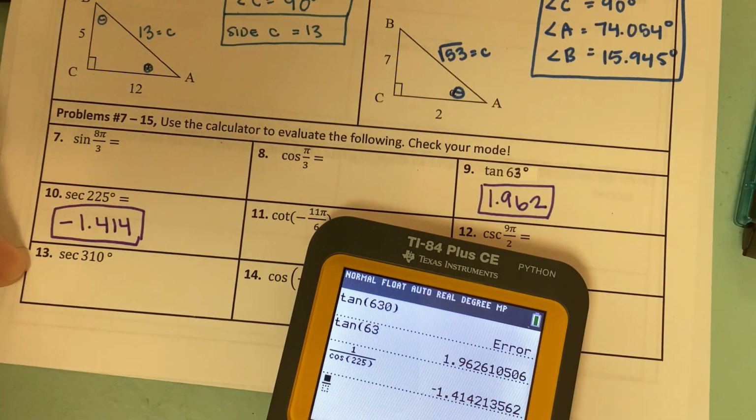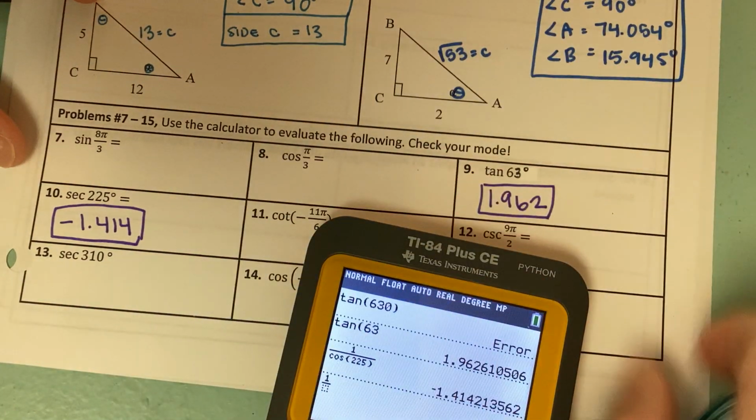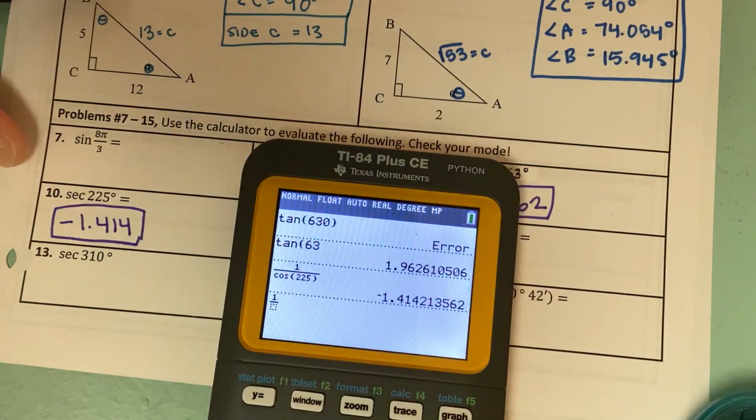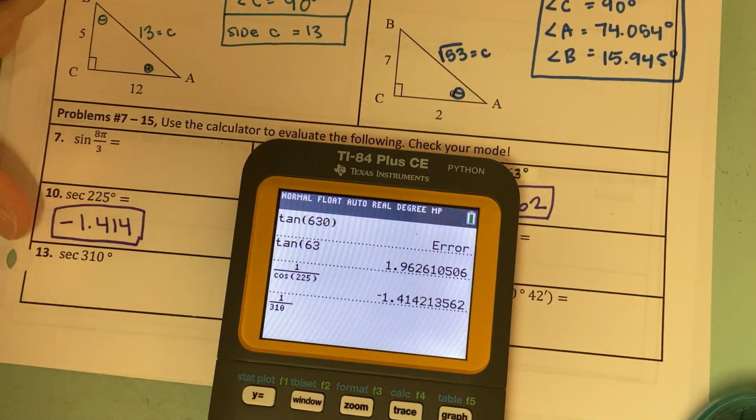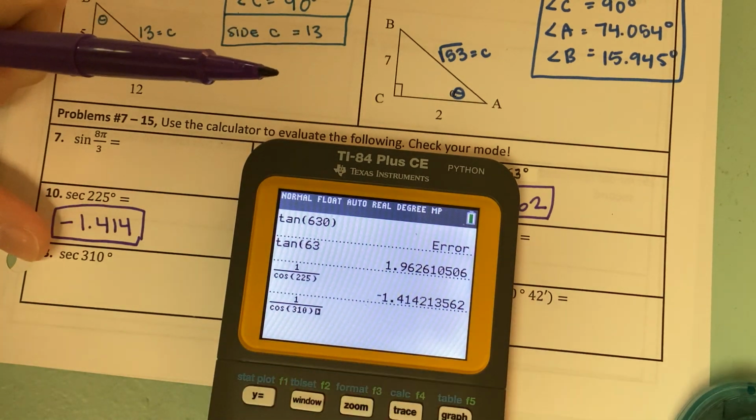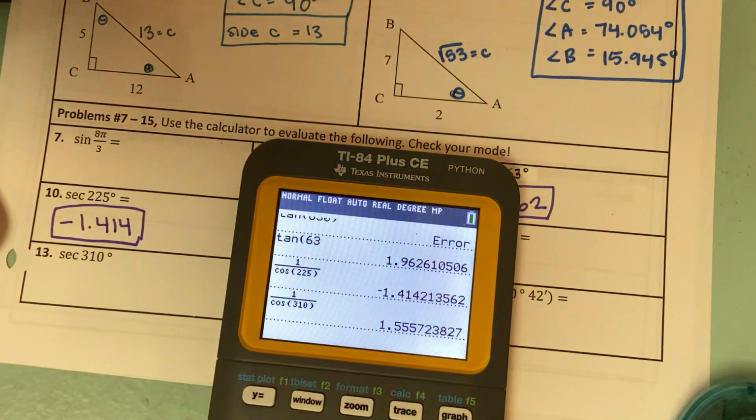And then I also have secant. Let's change that to be cosecant. Wait, do we have a cosecant? Oh, we do. All right, we're fine. Secant of 310. Oh, I didn't type it in. Cosine. All right, so secant's 1 over cosine, and then 310, which is going to be 1.555.